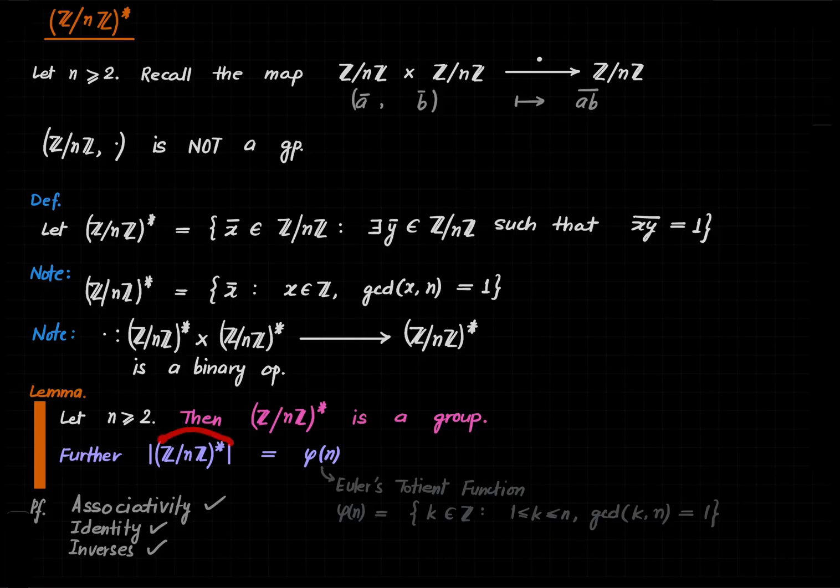Why does this set have size equal to phi n? Because what is this set? This set could have been rewritten as x bar, x is an integer, of course, but you can always insist on this much.